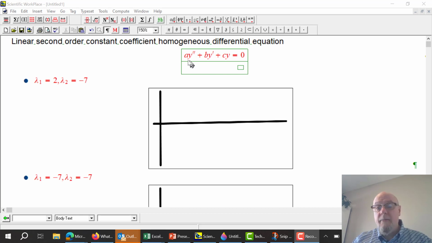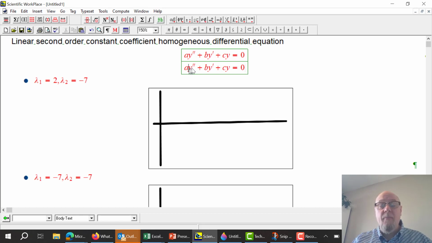So here we've got the general form of a linear second order constant coefficient homogeneous differential equation. The only difference between any of them is a different number for A, a different number for B, a different number for C. What we do then is get the eigenvalues. You propose a solution of a constant times e to the lambda t, and you'll get the auxiliary equation.